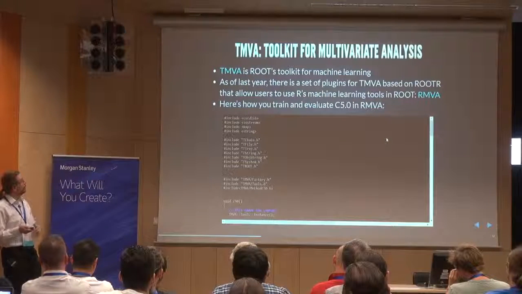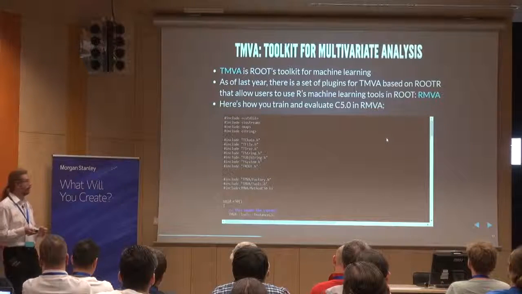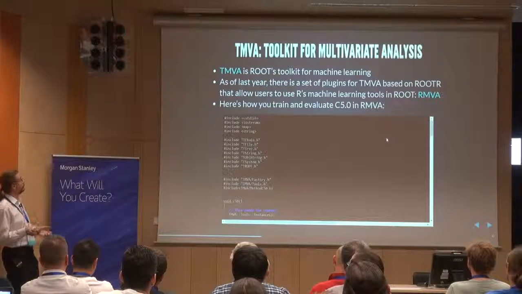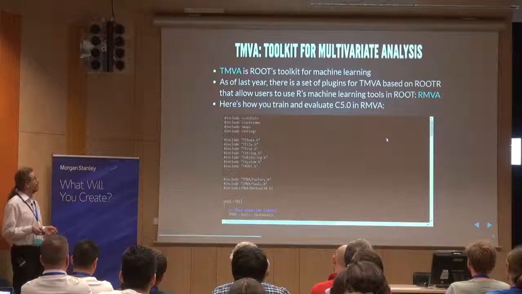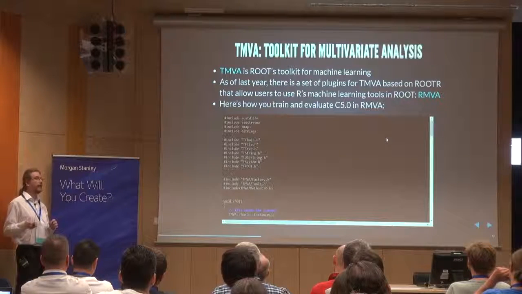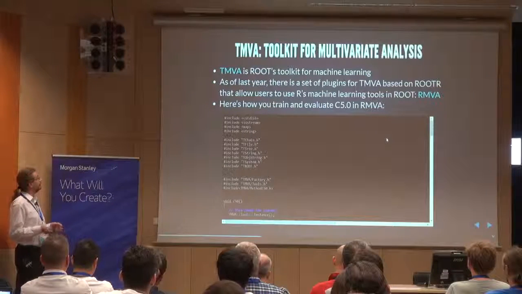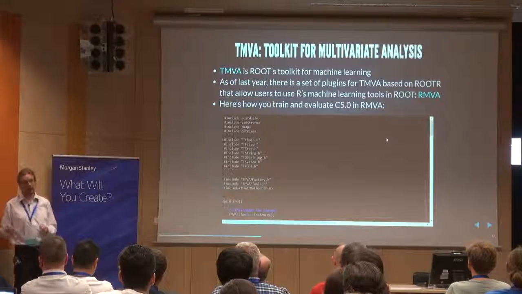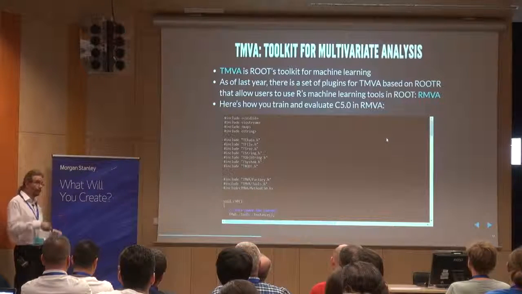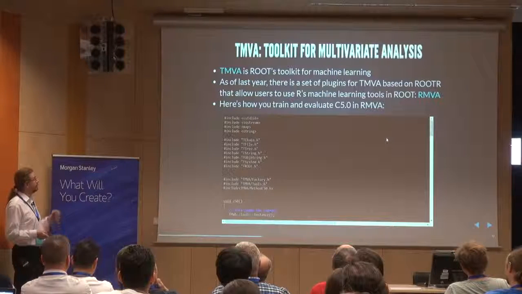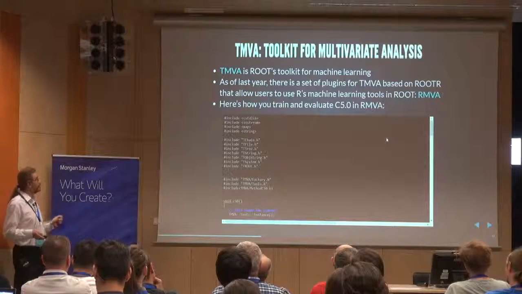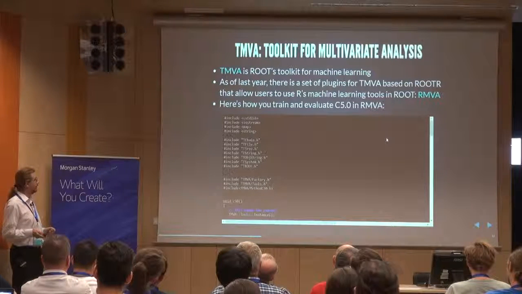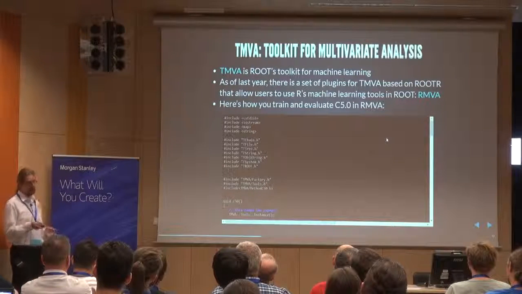So for machine learning, we have a piece of software called TMVA, which is the Toolkit for Multivariate Analysis. There's an interface to R, called RMVA, which allows you to run R's machine learning tools from TMVA. So this is how you would train and evaluate a decision tree using RMVA. And, well, there's a lot of code.